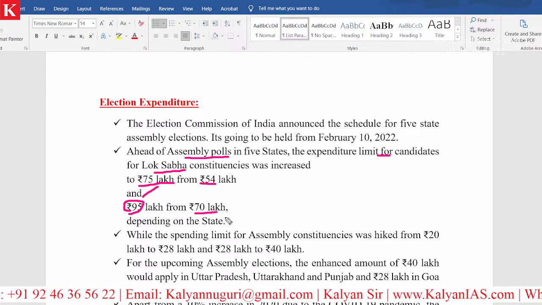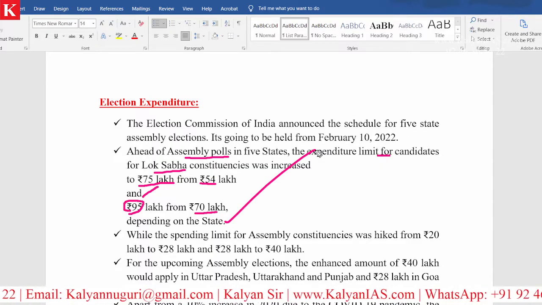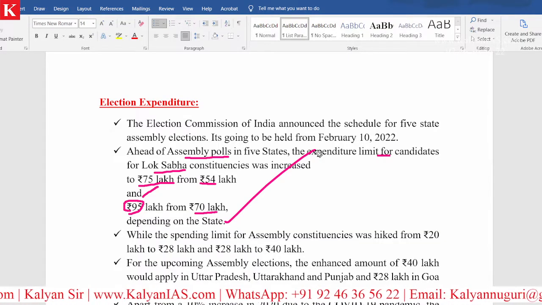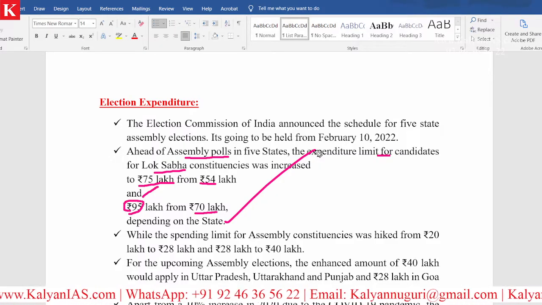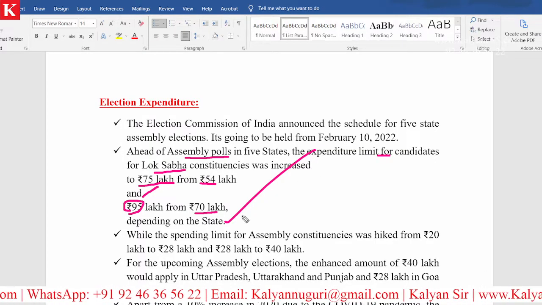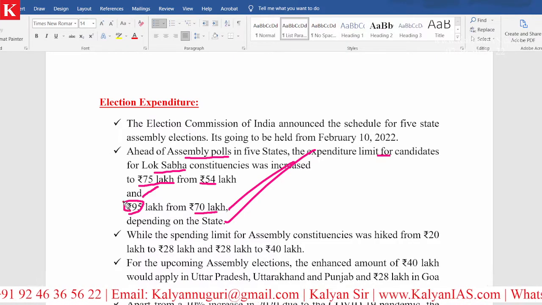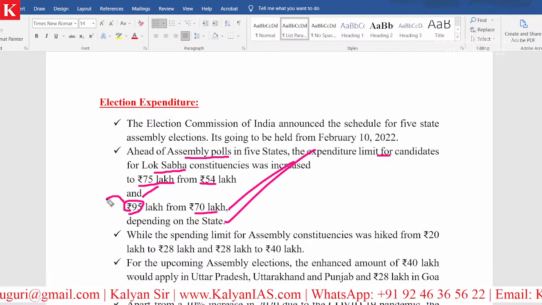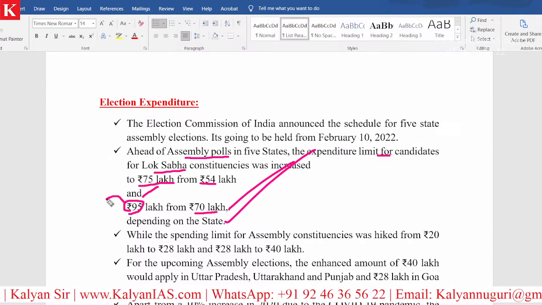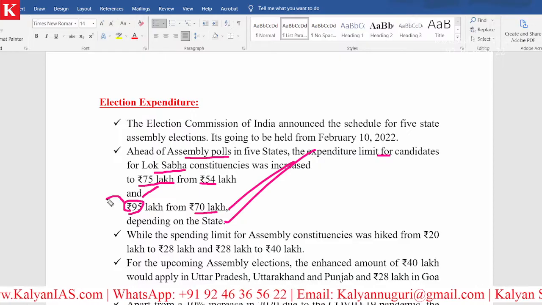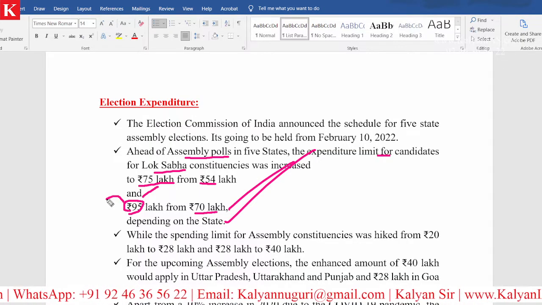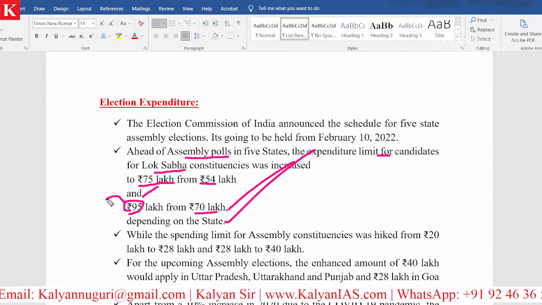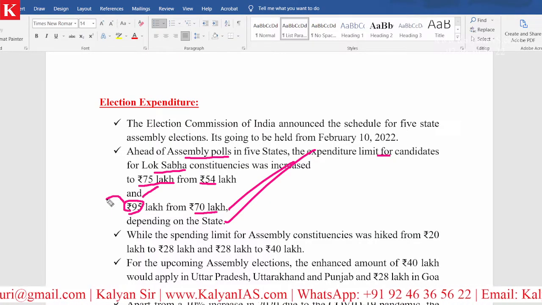Just now I told you it all depends on the state. Am I clear? Very, very important. In some states earlier, which was 54 lakhs, it has been enhanced to 75 lakhs. In some states which was 70 lakhs, it has been enhanced to 95 lakhs. Whatever the state you may belong to, my dear friends, kindly check it. What is the permitted expenditure by the candidates in the Lok Sabha election? These points are important, especially when you attend the interview. Am I clear? Right. Next.